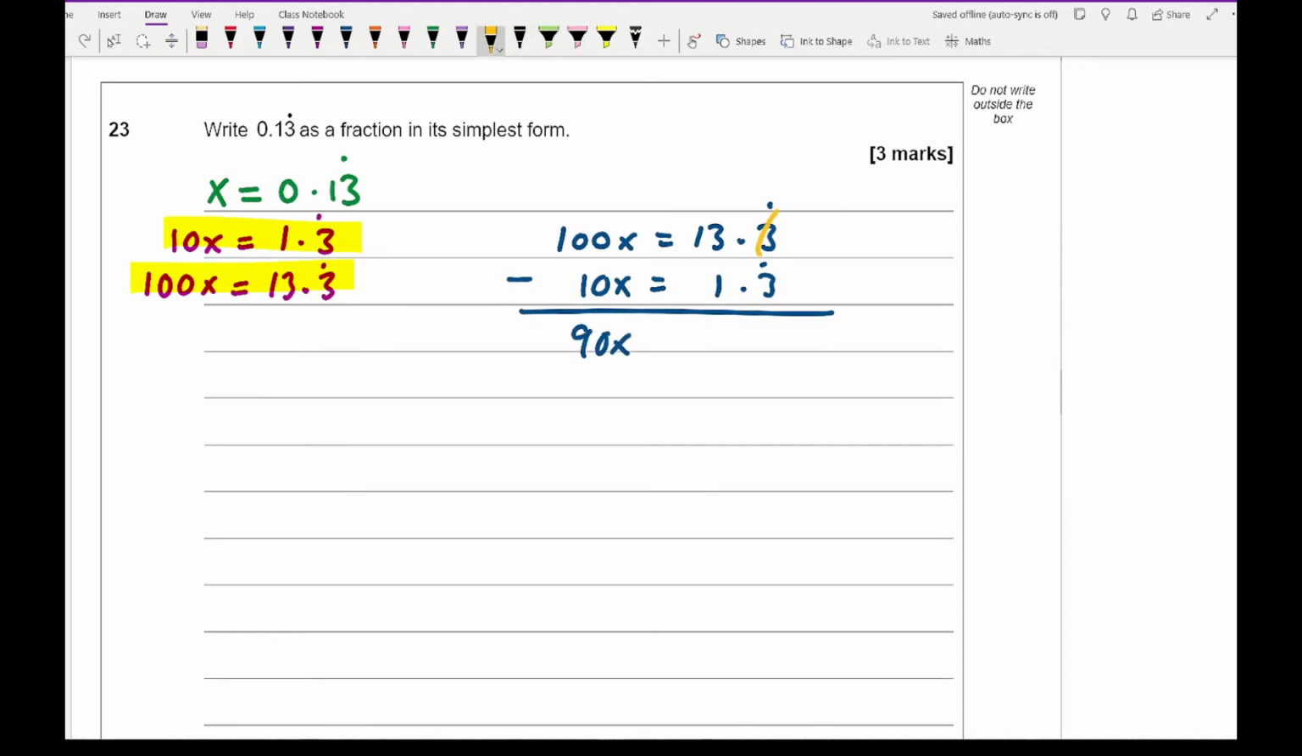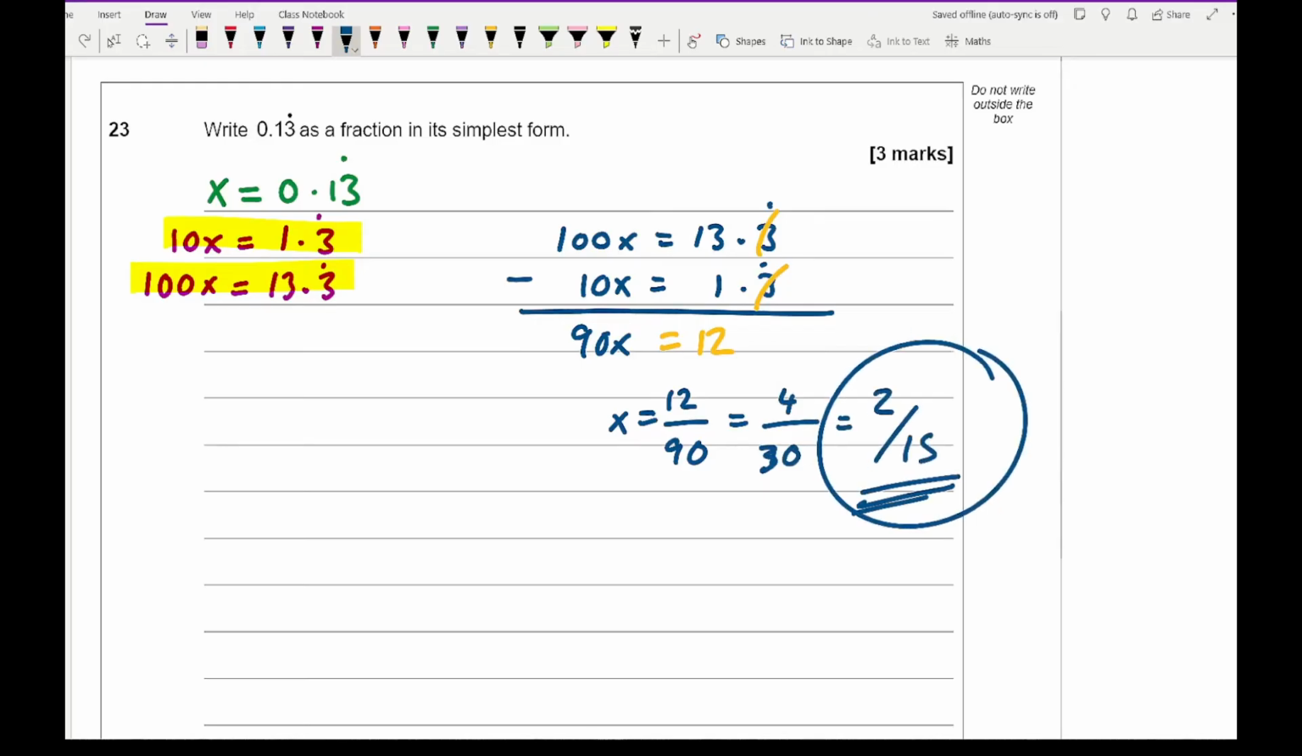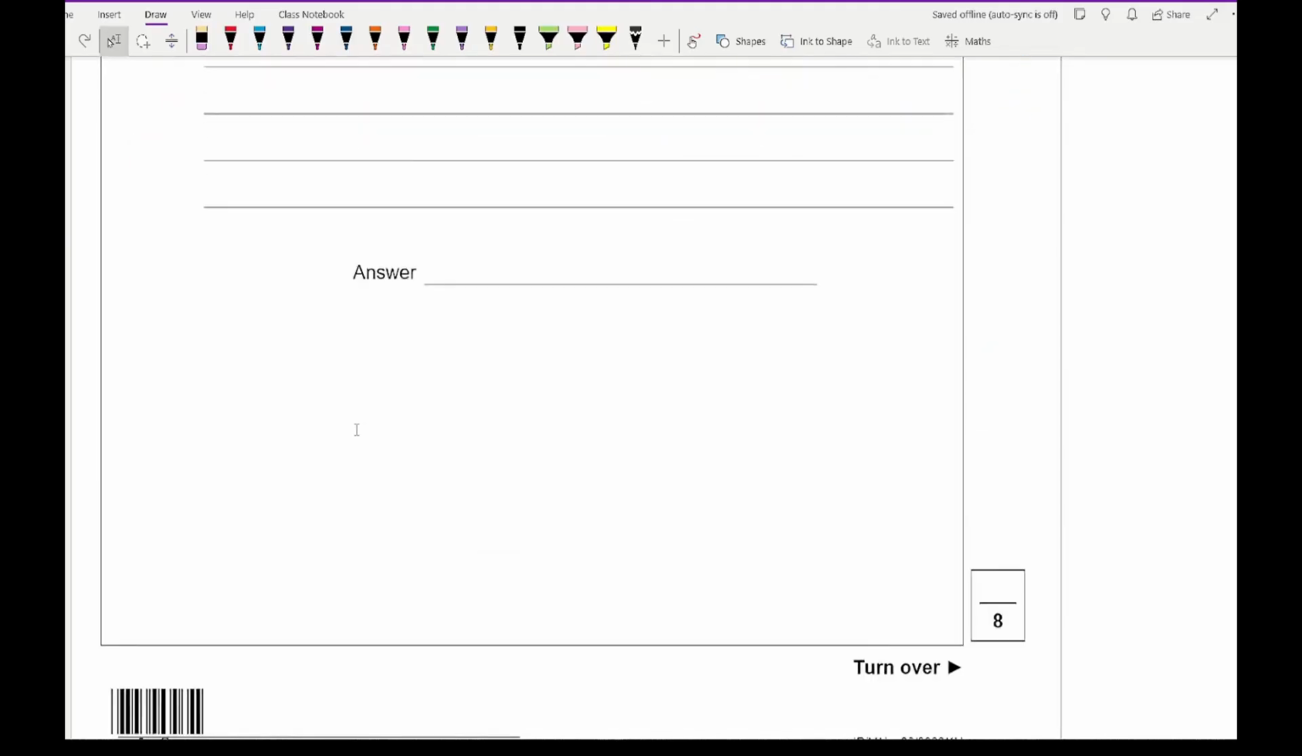The recurring 3's cancel, so that's just equals 12. And I get x equals 12 over 90, and then it's just a case of simplifying. So I can divide both numbers by 3, which gives me 4 over 30, which simplifies again to give me 2 over 15, and there is my final answer.